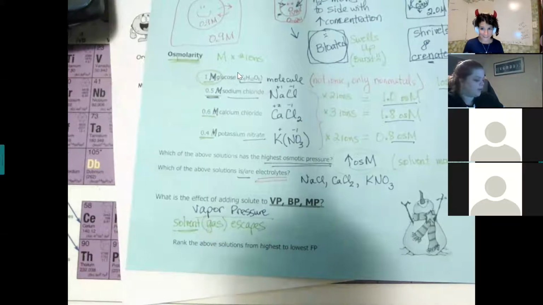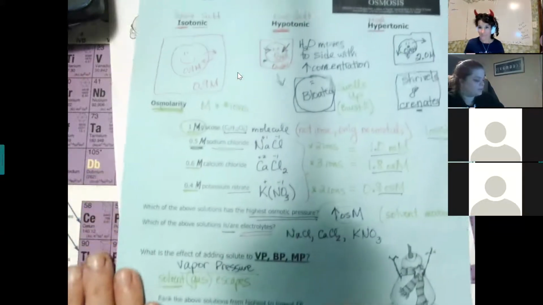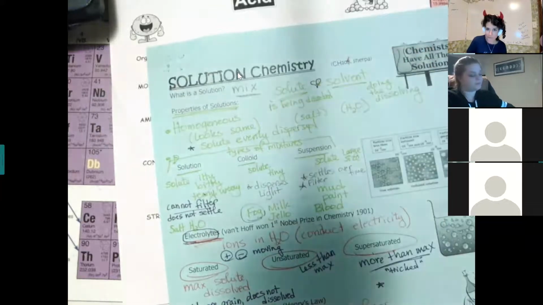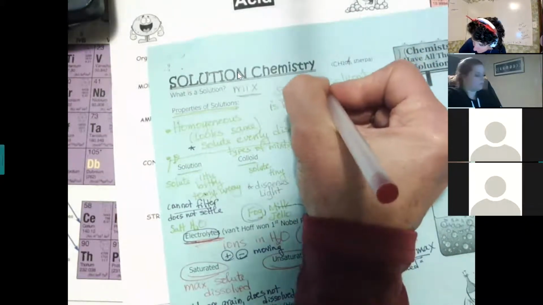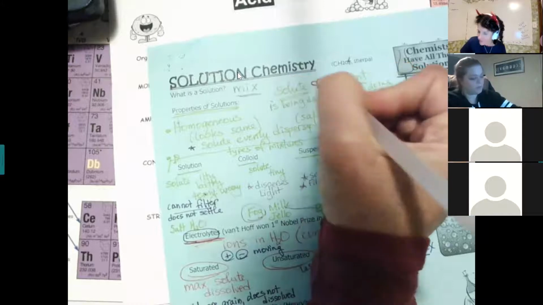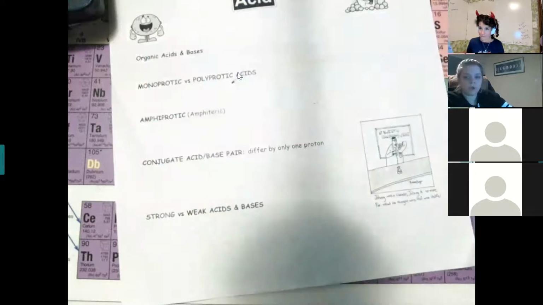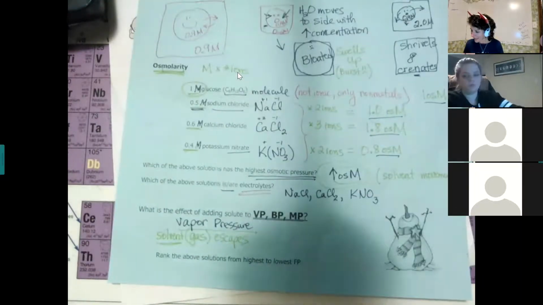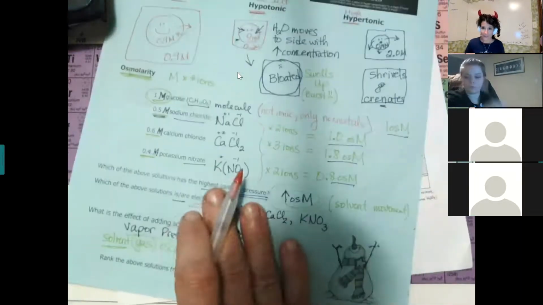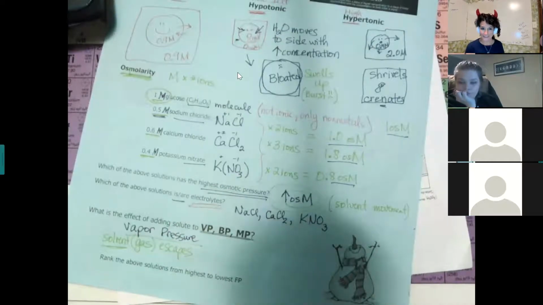Something I have to tell you before I answer the question. Solvents love their solute. Solvents and solutes, they're in love. They absolutely love each other. That's why they mix. So on these, which one is going to have the highest vapor pressure? Which one's going to escape the most? And which one will escape the least?